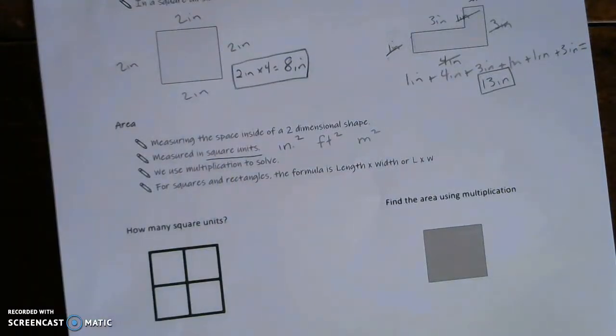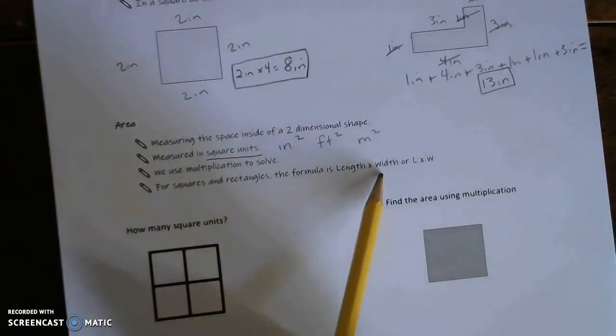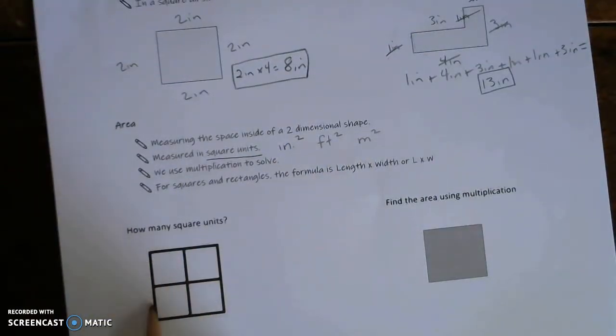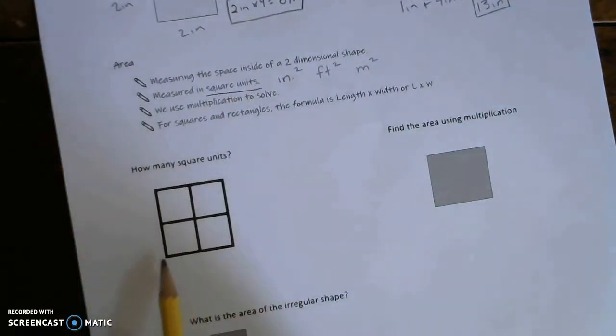And that's because we use multiplication to solve for area. Okay, so for squares and rectangles, the formula is length times the width. So you're going to have the length times the width. Okay, so now let's look at this here. You see this shape here? We want to know how many square units make up this shape.